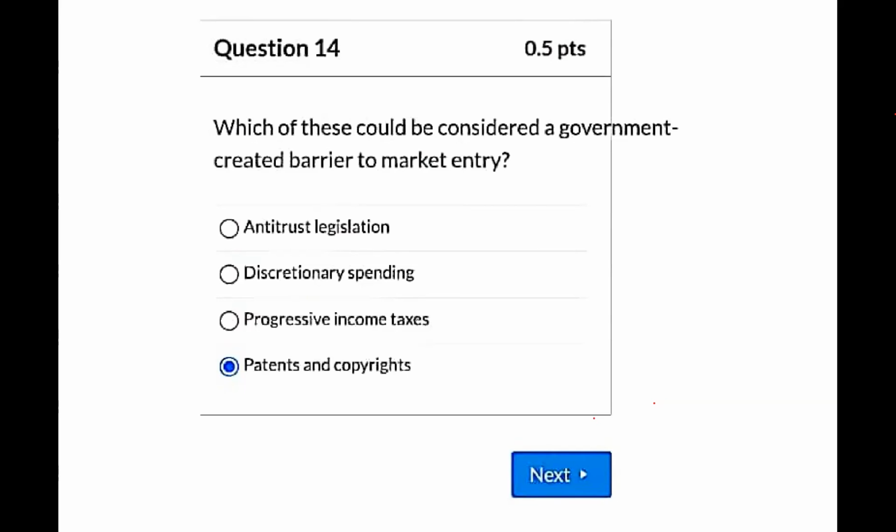Anyway, with me on this one, I picked the progressive income taxes as a barrier to market entry, yes. Oh, is it created by the government? And how does that become a barrier if it is progressive? Yeah, it's a barrier in the sense that those who want to enter the market will need some money for their business to thrive. So progressive income taxes are charged on them. So they think if they go into the market, the government will charge a lot of money before they start making their profits.